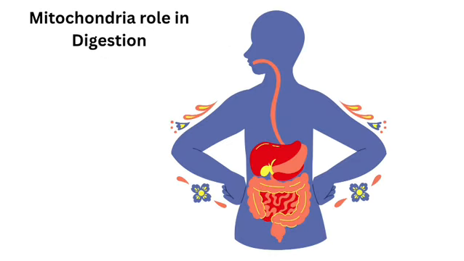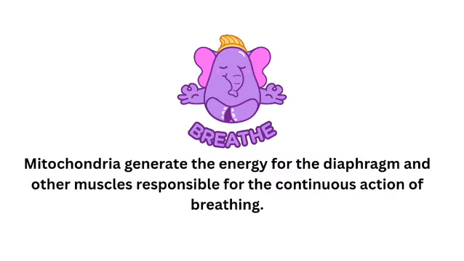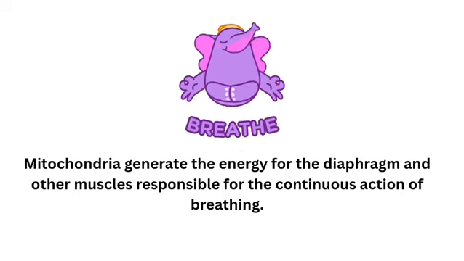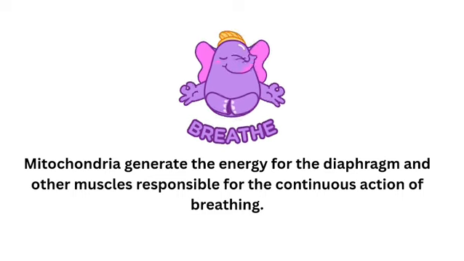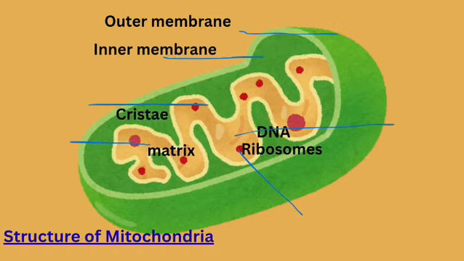So in case of digestion, the energy to break down food, absorb nutrients and transport them throughout the body comes from the mitochondria in the cells of your digestive system. As well as in case of breathing, mitochondria generate the energy for the diaphragm and other muscles responsible for the continuous action of breathing. So next we'll move on to the structure of a mitochondria.